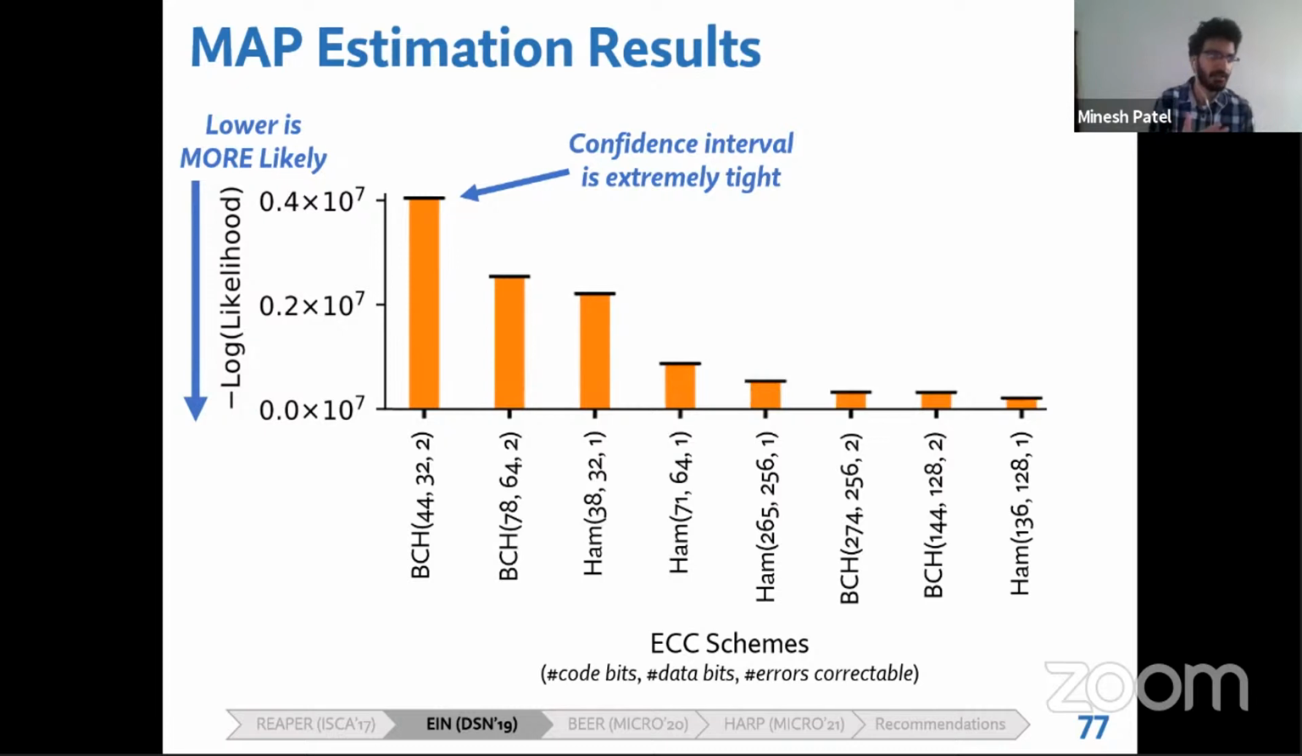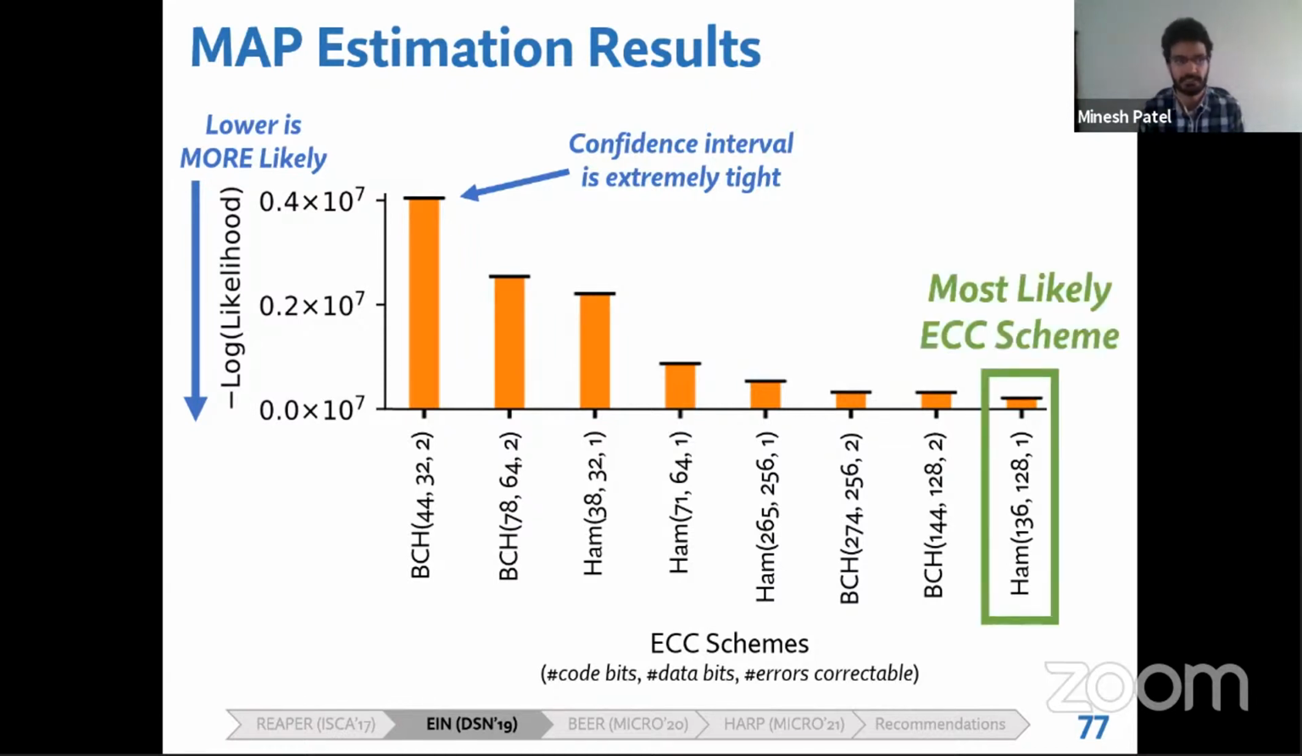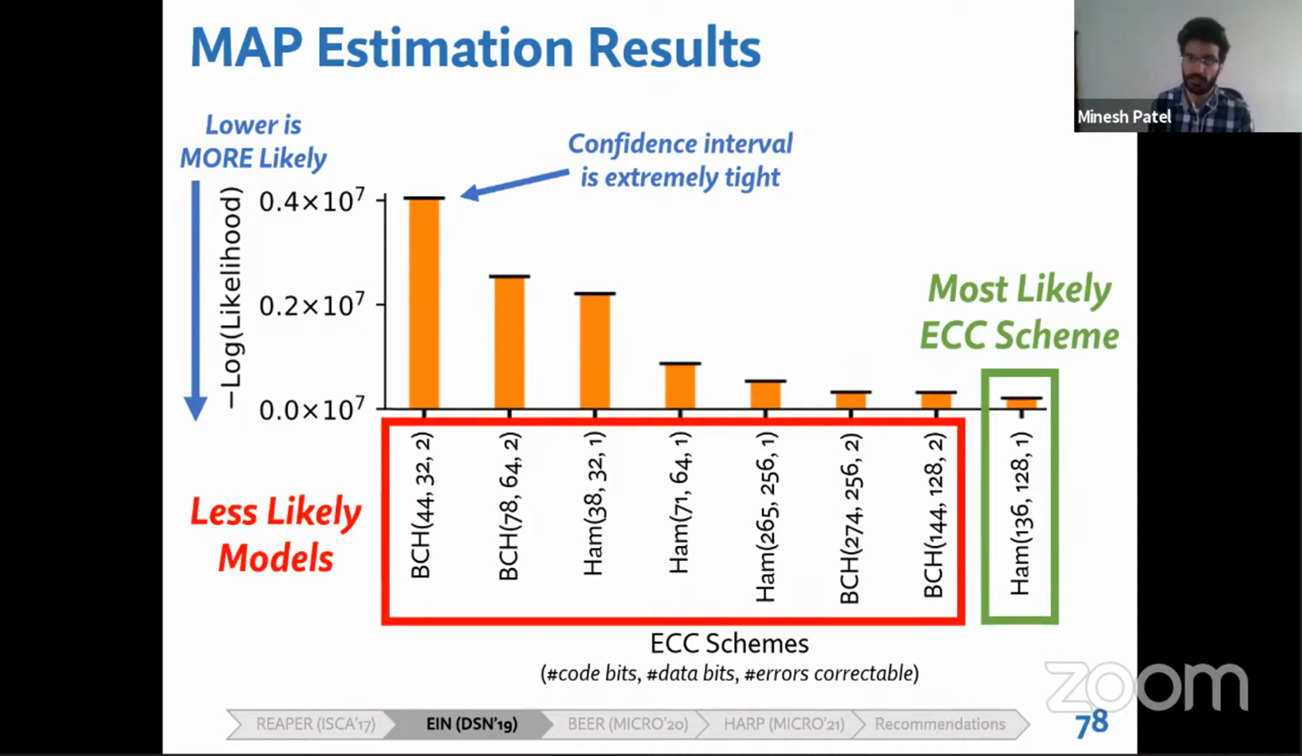Now here I show the 8 most likely ECC schemes that we observed throughout our analysis. We see that they spread across a variety of different ECC schemes, right? We see single and double error correcting codes, BCH and Hamming codes. But the most important one is the most likely ECC scheme shown on the right. All of the other ECC schemes found are less likely models to explain the data that we observed.